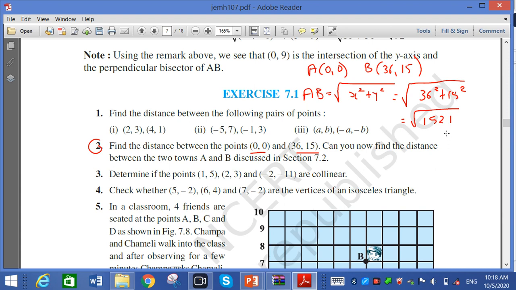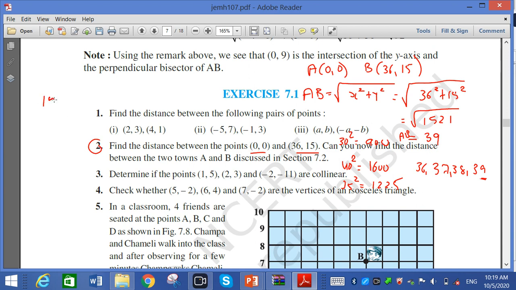Now I have to do it either by prime factorization method, or we can know that 40 square is 1600 and 30 square is 900. So the number is between 30 and 40. Between them we know 35 square is 1225. So our number is between 35 and 40, that is 36, 37, 38 and 39. The unit place of 9 square, 81, is 1. So it is the square of 39. So we can say AB is equal to 39.